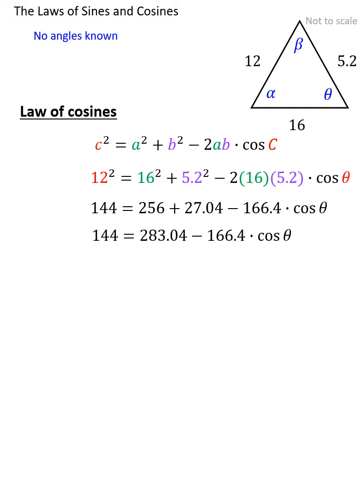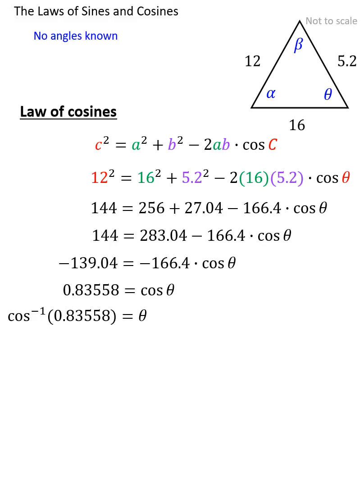But what I can do is subtract 283 from both sides, which I've done here. And now I can divide both sides by negative 166.4, which gives me this result. Now, is it valid to take a cosine equation and convert it to an inverse cosine equation by just moving the cosine away from one side and converting it to an inverse cosine on the other? That is not generally valid unless we know that theta is an angle between 0 and 180. But it's an angle in a triangle, so of course it's an angle between 0 and 180, and therefore that is a valid move in this case.